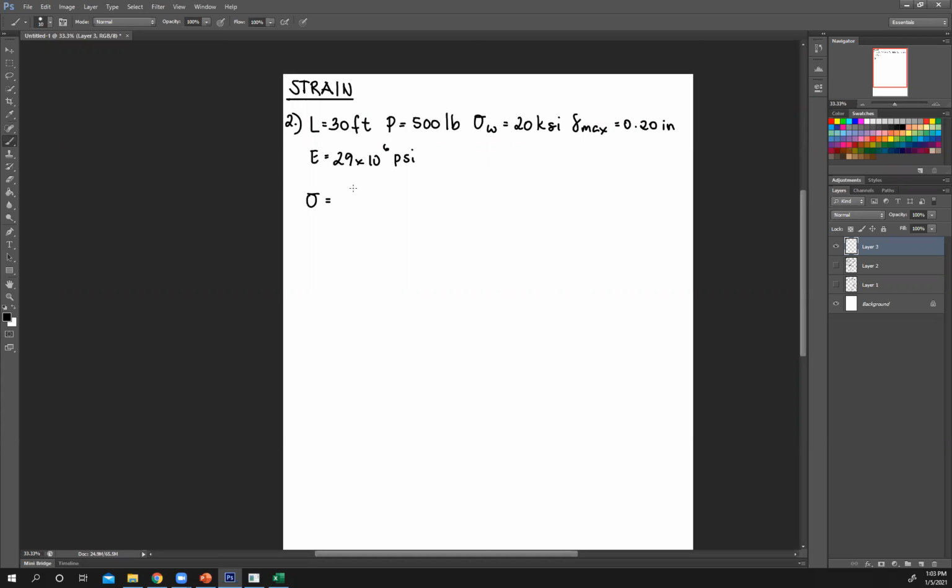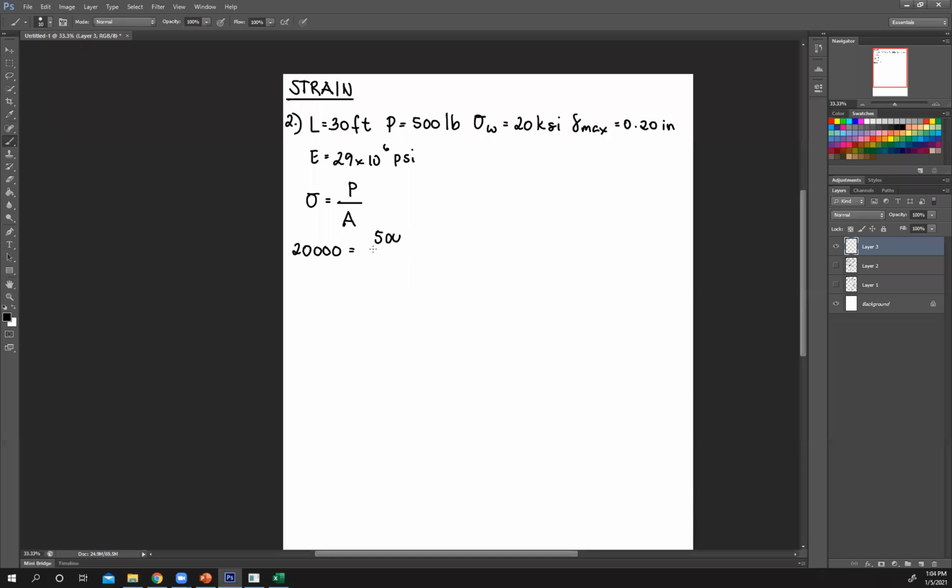So sigma, remember, is equal to P over A, from your previous lectures. Sigma is 20 KSI. Remember, everything in PSI, since that is the unit of your E. Usually we're following the unit of E. So instead of KSI, it's PSI. KSI to PSI is just times 1,000. So 20 times 1,000 equals P, 500 pounds. PSI is pounds per square inch, so same unit, no need to convert.